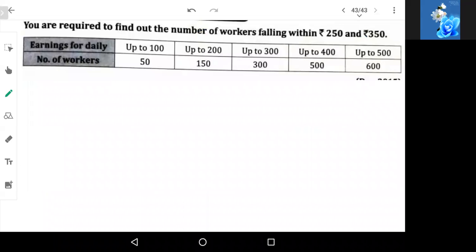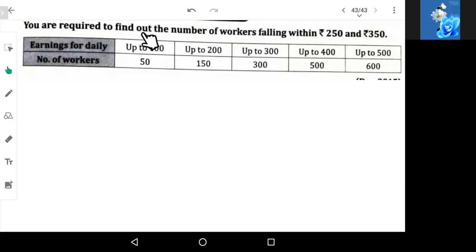Okay. Now the next type of question, up to. Up to is the next type of question. Now we solved direct values. Now we solved open-ended class interval with less than. Now this is the next type of problem. The workings are very similar. It might change a little here and there, which we will be learning. So let us see the question.